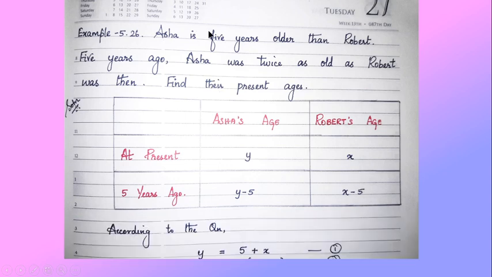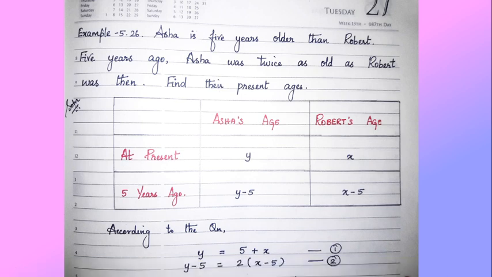So what happens according to the question? It is given that Asha's age is 5 years older than Robert. It is similar to more than, right? So y is equal to 5 plus x. What is y? Asha's age. Asha is 5 years older, more than Robert's age.